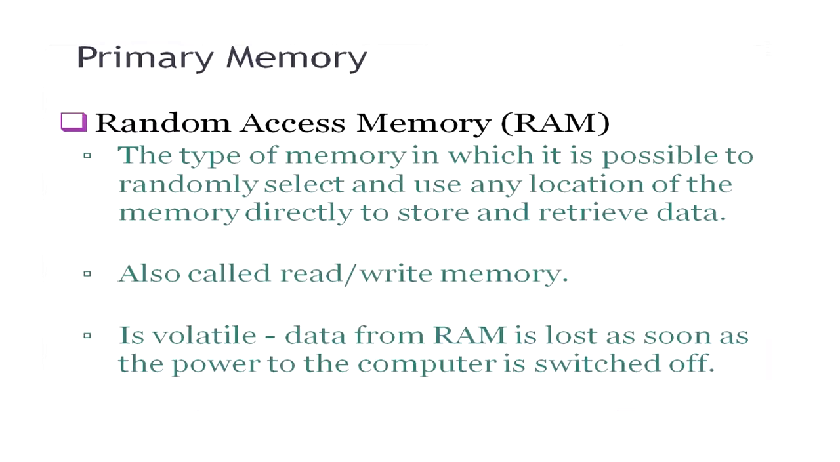So this type of memory is also known as read-write memory. And this type of memory is volatile. When I say volatile, it means as soon as the computer is switched off, the data is lost. So that is why your teachers must be telling you to save your file. Why? Because when you are working on a file, your data is on RAM, and RAM data will be lost as soon as the computer is switched off.